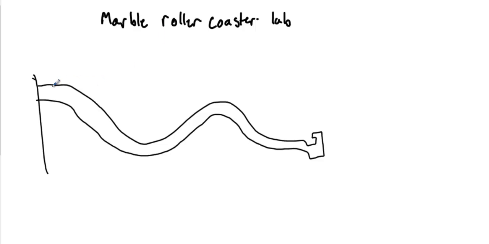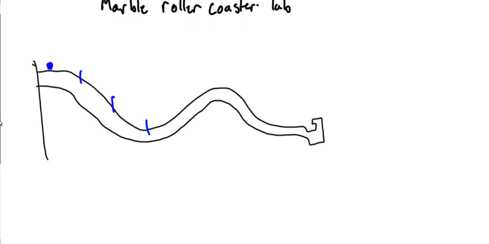In the marble roller coaster lab, you released a marble from up here and used a photo gate to time how fast it was actually moving at a whole bunch of different points along its path. You also measured the height at different points, and from that you were able to plot potential energy, kinetic energy, and add those two things up to come up with mechanical energy.